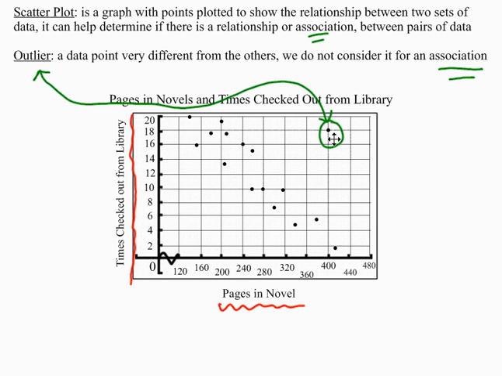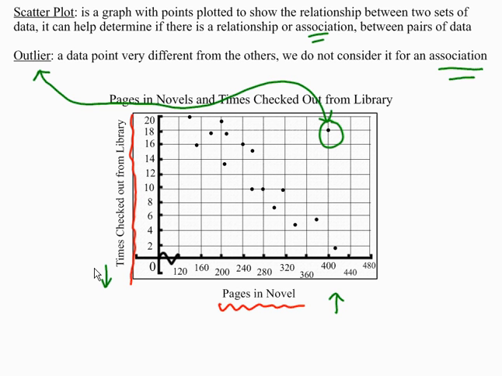Now this outlier here, obviously it's a piece of data. For example, that could be the book Hunger Games or Twilight, something that people are very interested in, but not something they would normally have picked up to read. And that's why we get that outlier sometimes. But we can take a look at this and tell that something's going on. As the pages in the novel increase, the times checked out from the library decrease.